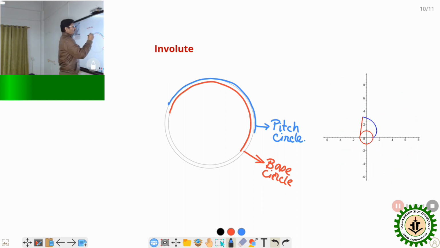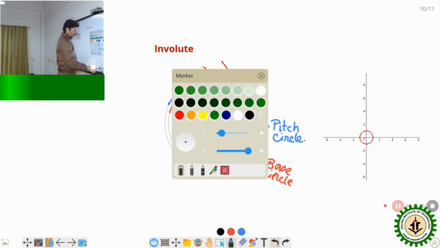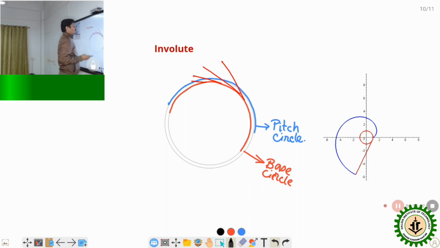The free end of the thread will gradually be increasing in that way. Okay, so if I join these points, we can get one involute curve.